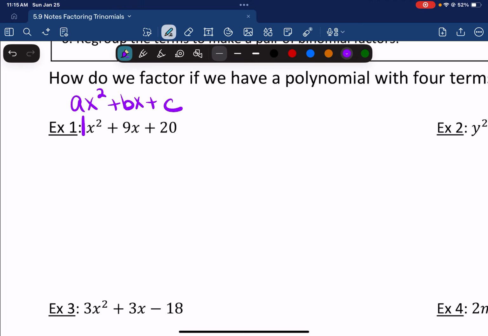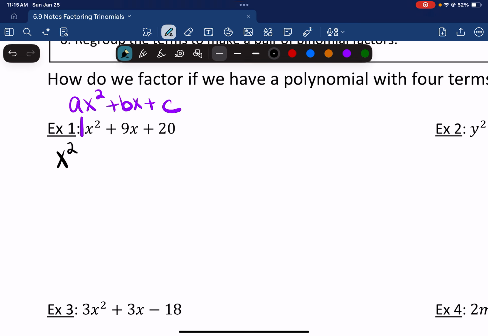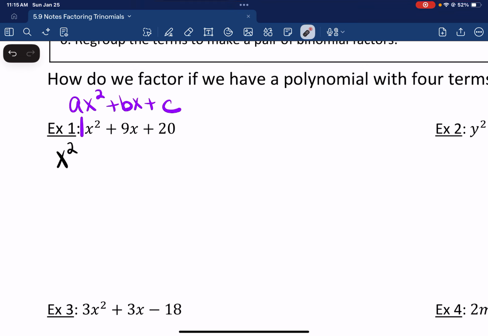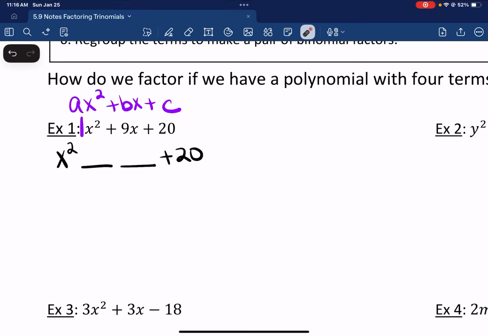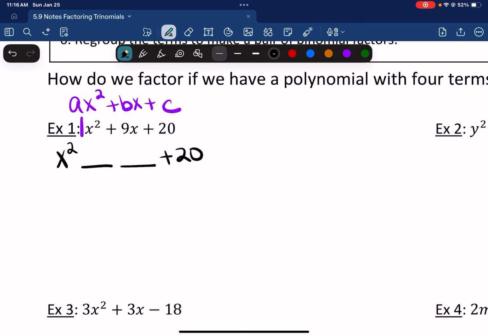All right, so we're going to go ahead and rewrite this trinomial as x squared, but I want you to break your b term into two pieces, and we don't know exactly what those are going to be yet. So we're going to break that apart into two other terms, and then we have our plus 20 on the end. So how do we figure out what goes in these blanks right here? Well, I'll show you. We're going to multiply our a value of 1 times our c value of 20. We're always going to do a times c. So 1 times 20 in this problem gives us 20.